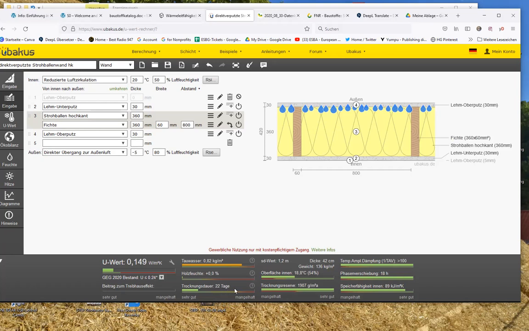And this is what I was telling about, that this 0.82 kilograms, when conditions change for the better and diffusion works the other way around, would take 22 days until this amount of water is dry. Yeah, so it's not so much.